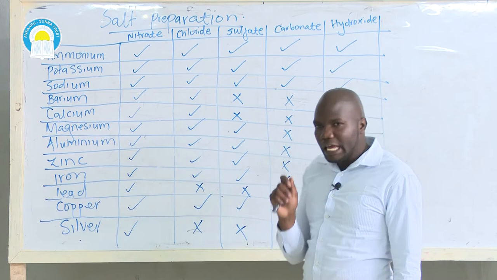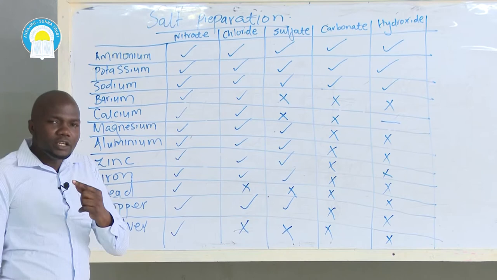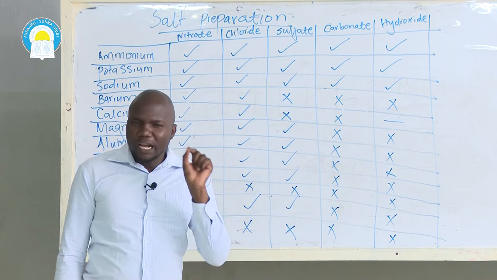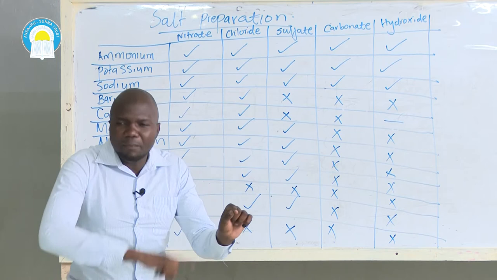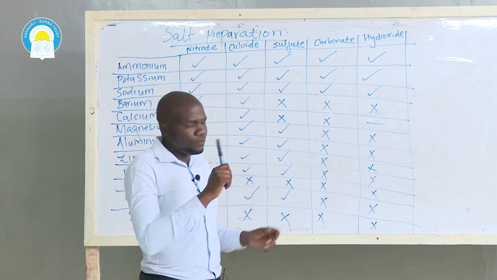Why am I insisting on these? The methods that we use in preparing these salts, all of the methods depend on the solubility of these salts in water. If a salt is soluble in water, we cannot use the same method to prepare that salt and again apply that method elsewhere for a salt that is insoluble in water. So the method varies depending on the solubility of the salt. So quickly, let us see what they are saying. In short, they have said this.